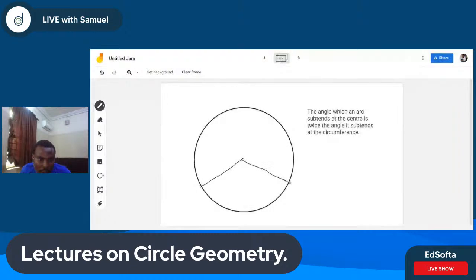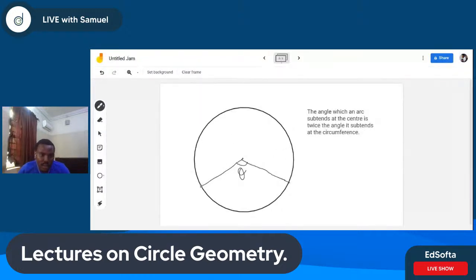So this is our arc. They are saying this angle that has subtended the arc, let's call it theta, is twice the angle it subtends at the circumference of the circle.